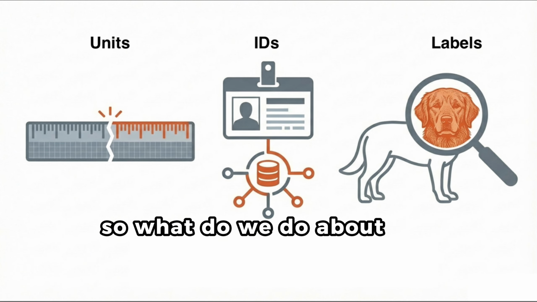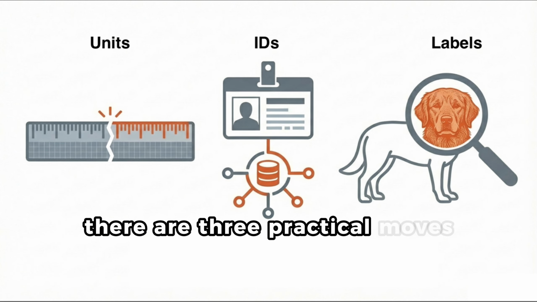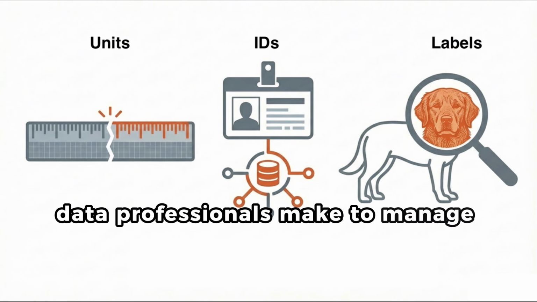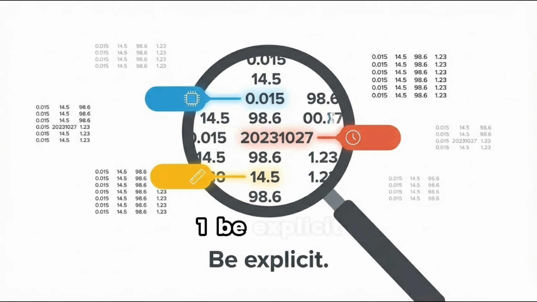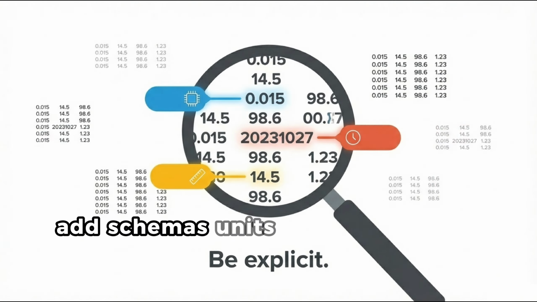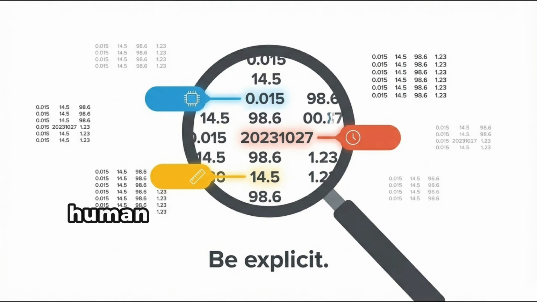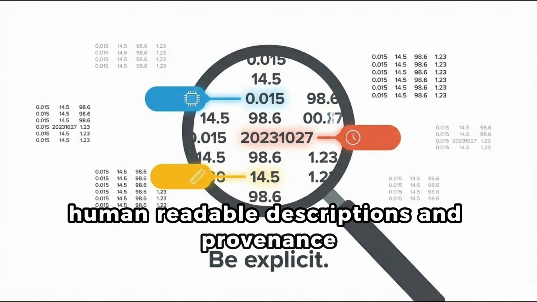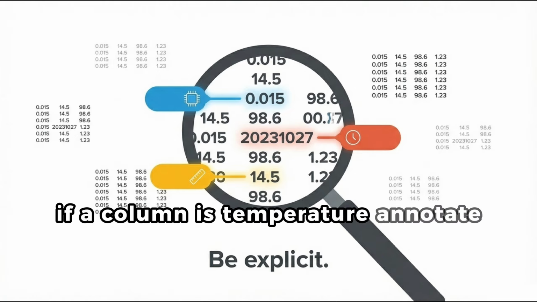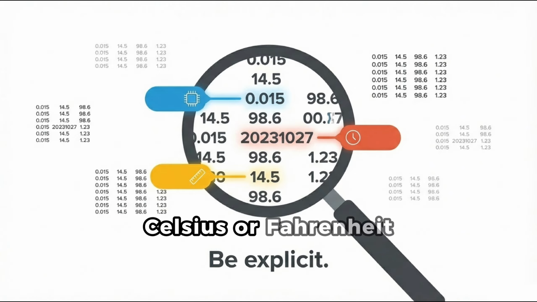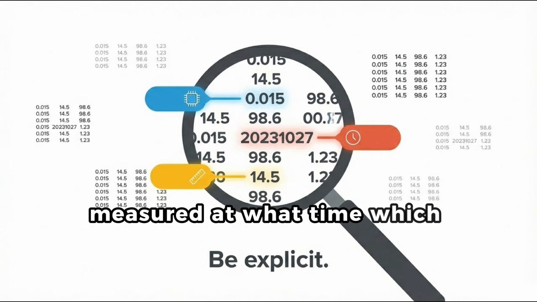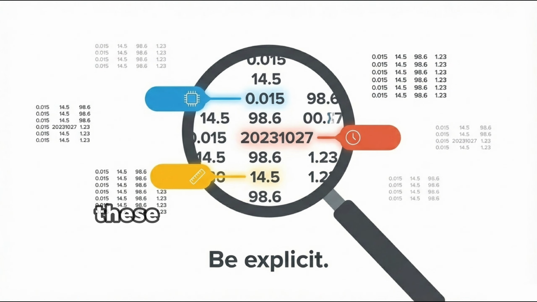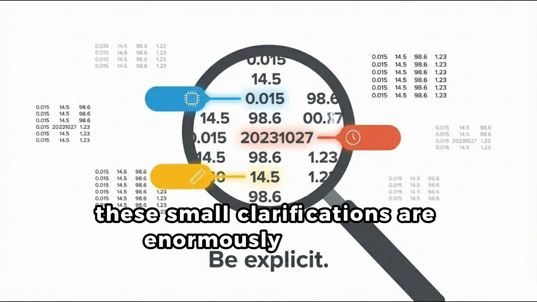So what do we do about this? There are 3 practical moves data professionals make to manage semantics. 1. Be explicit. Add schema, units, data dictionaries, human-readable descriptions, and provenance. If a column is temperature, annotate it, Celsius or Fahrenheit. Measured at what time? Which sensor?